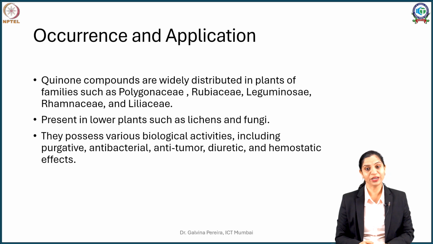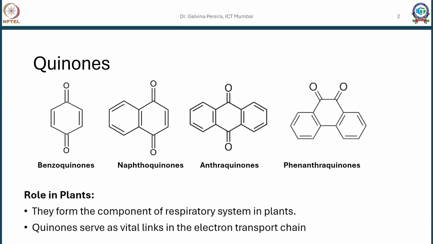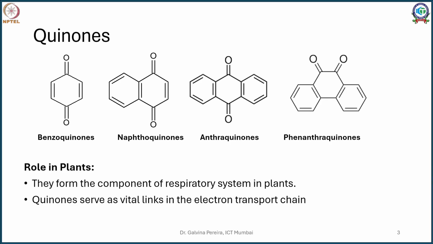They possess numerous biological activities, and the most striking one being purgative, that is their ability to irritate the GI mucosa. So if you remember your barbaloin or aloin as well as your senosides, those were the anthraquinone derivatives which had a strong purgative action. But apart from that, quinones also possess a very strong antibacterial, anti-tumor, in some cases cytotoxic, diuretic as well as hemostatic effects. So what are these different quinones and how do we see them?